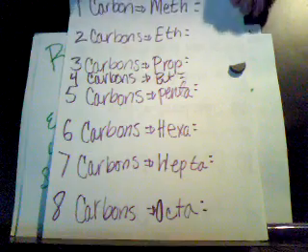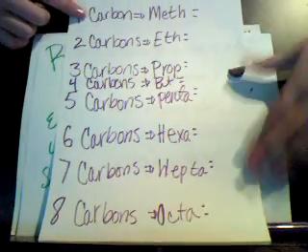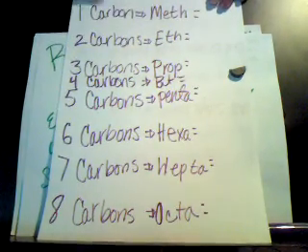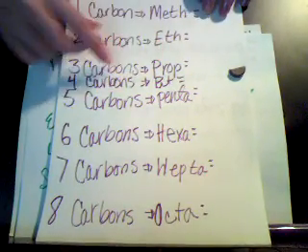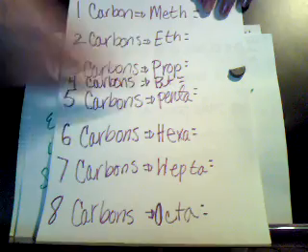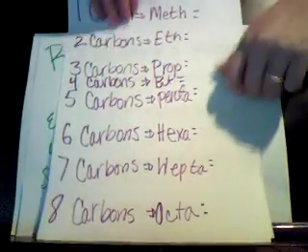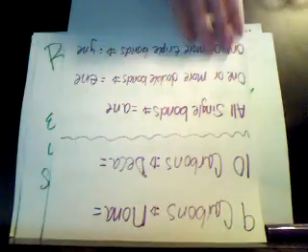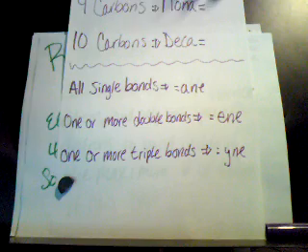If you have 1 carbon, the prefix is meth. If you have 2 carbons, the prefix is eth. 1 carbon is meth. 2 carbons is eth. 3 carbons is prop. 4 is but. 5 is pent. 6 is hex. 7 is hept. 8 is oct. 9 is non. 10 is dec. That's a lot of carbons.